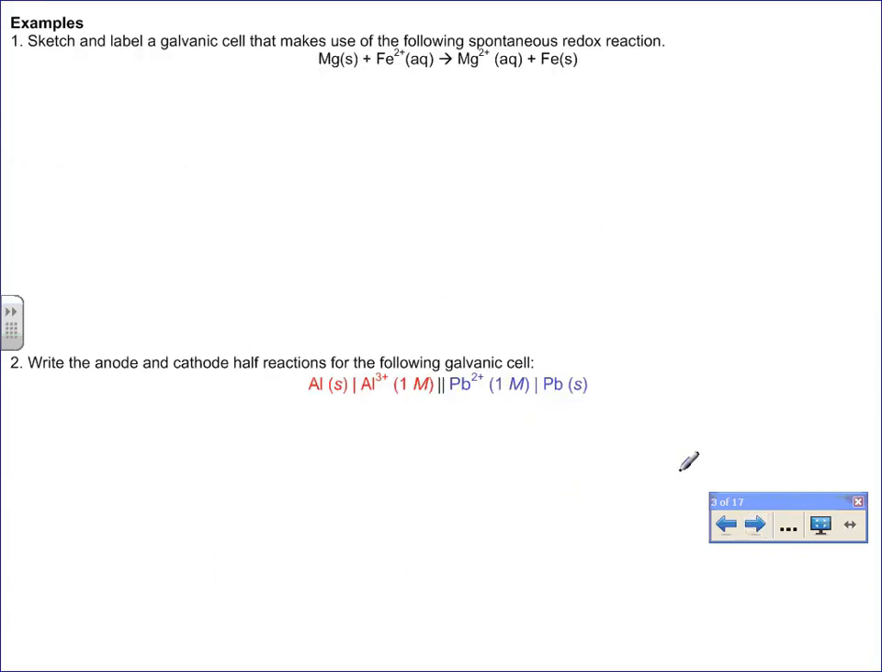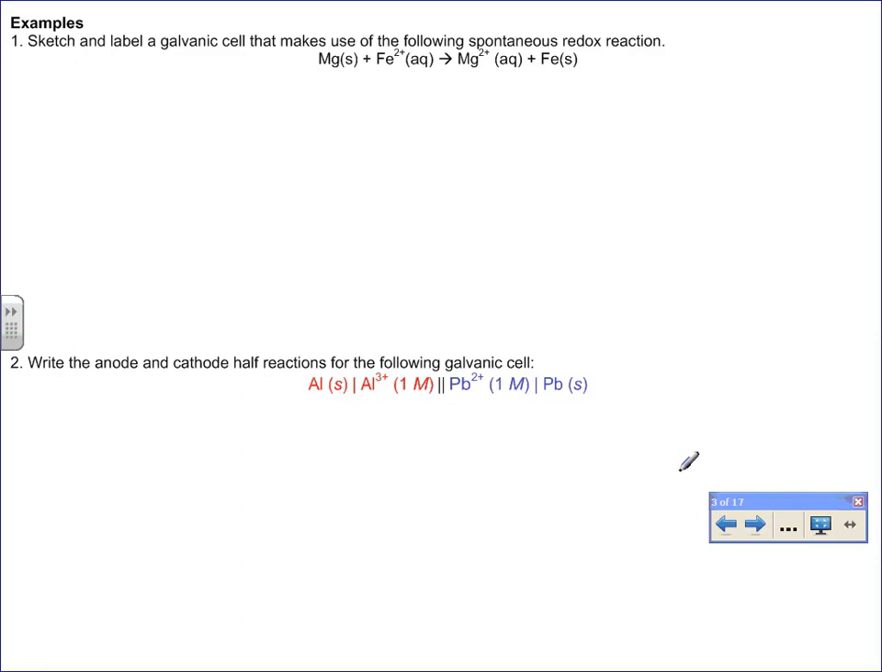Let's look at some examples. In this first example, we're going to sketch and label a galvanic cell that makes use of the following spontaneous reaction. And we're also going to show the cell notation for this cell. One important thing to note about this is that it specifies that it's a spontaneous reaction, and that is one of the features of a galvanic cell. Galvanic cells are spontaneous reactions.